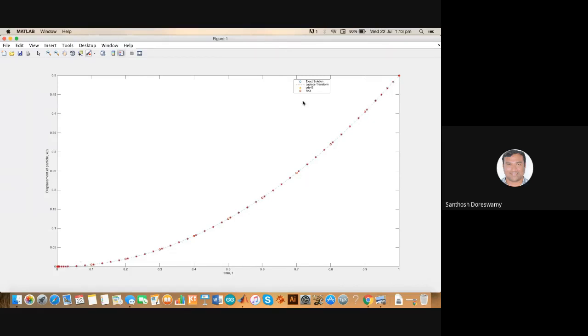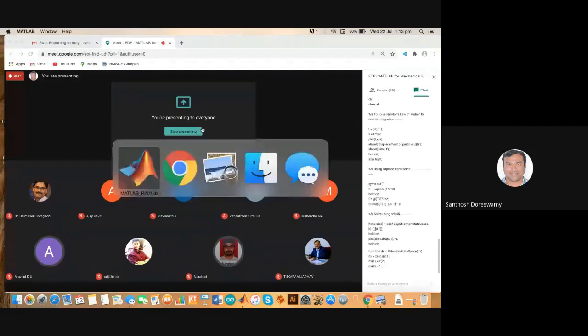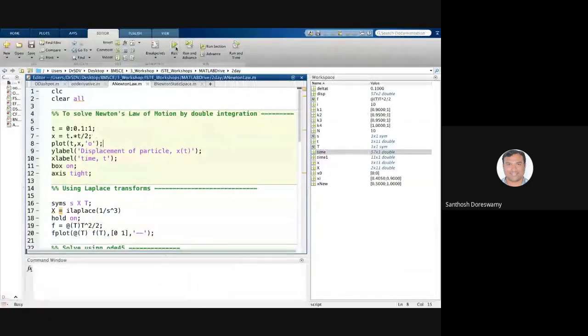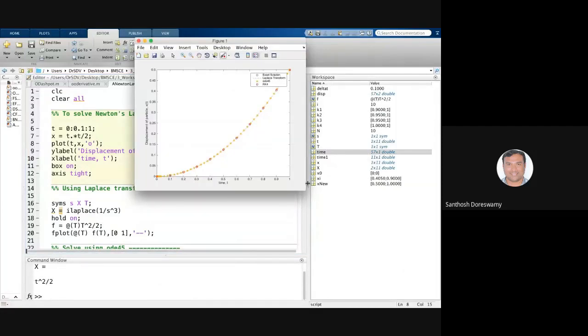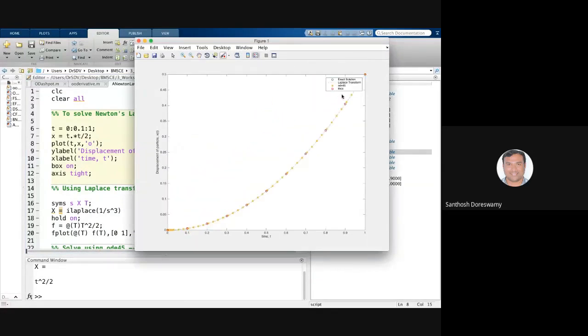Whereas our ODE45, okay, I will run it again because I've used a hold on command. Yes, here it is. So if I use RK4, it is computing the derivatives at equal intervals of time. Whereas ODE45 uses an adaptive time stepping algorithm to estimate the solution at different time steps. Okay, so all of them actually fall on the exact solution.